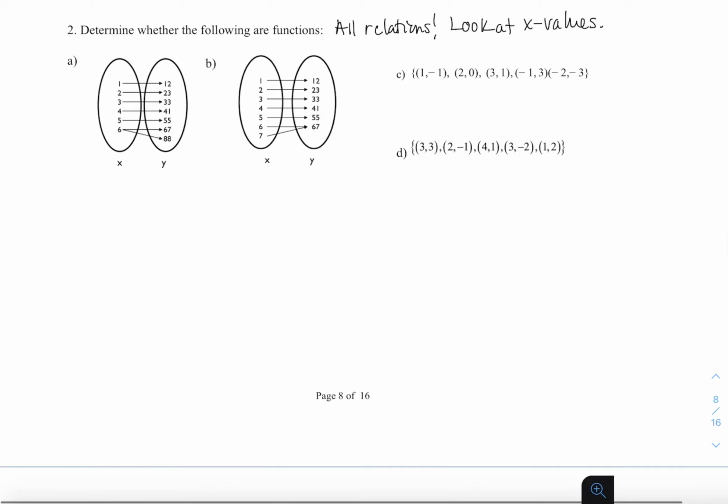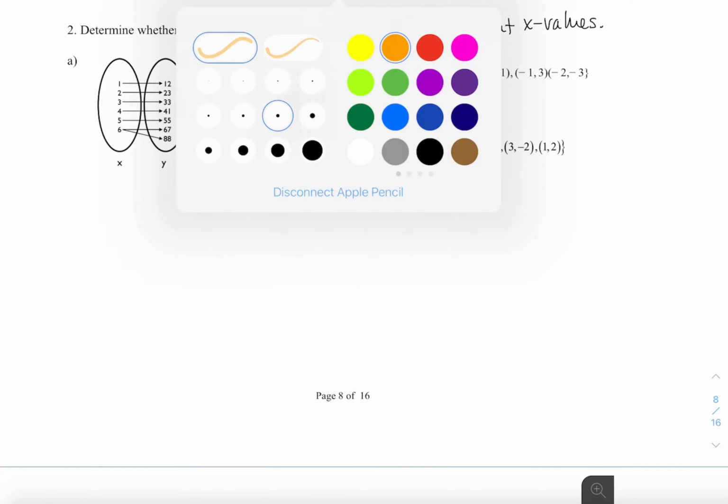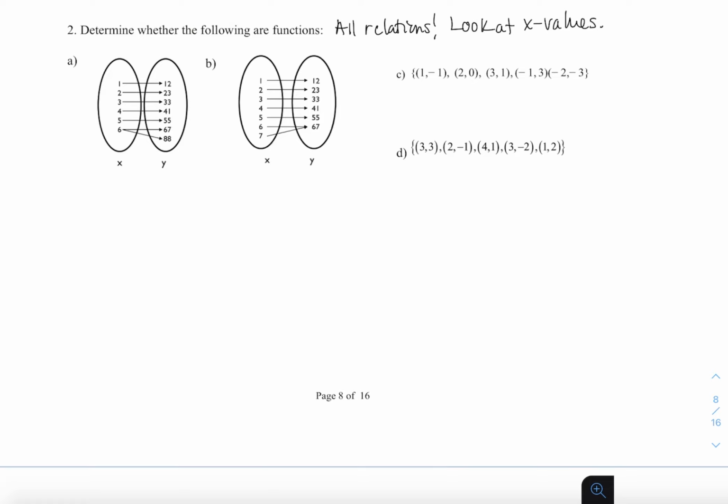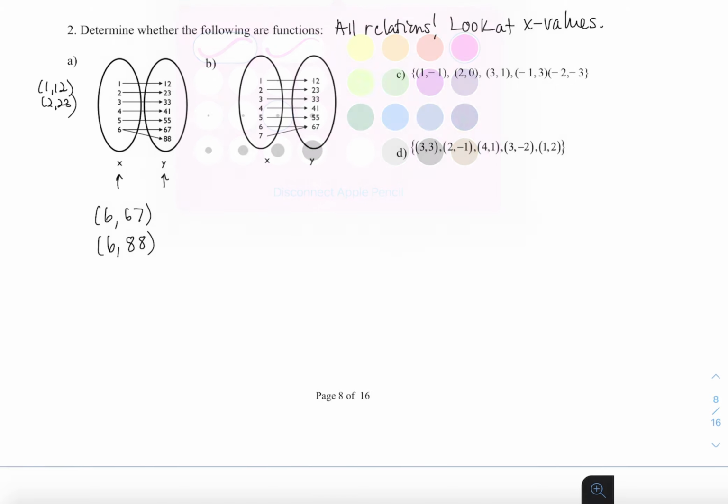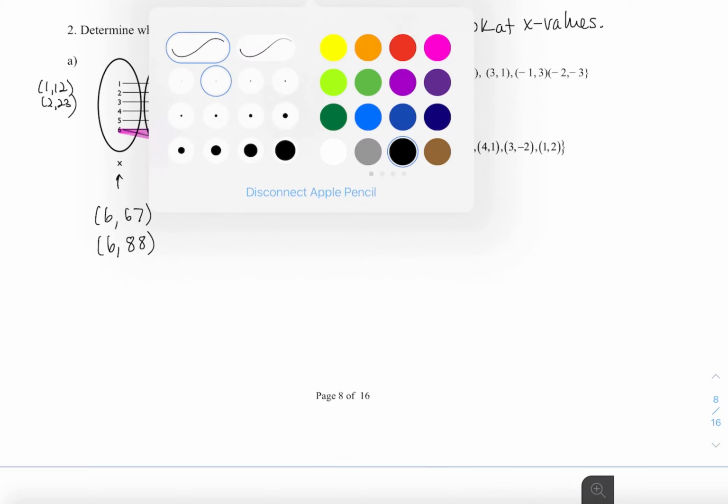So if I look at A, you might be wondering what this means. Well, this is another way of writing out the points (1, 1), (2, 2), (3, 3), etc. So I'm associating x values with y values. But we can see at the bottom that we have (6, 6) and (6, 8). So for one x value, we actually have two different y values. So that means that this thing is not a function.